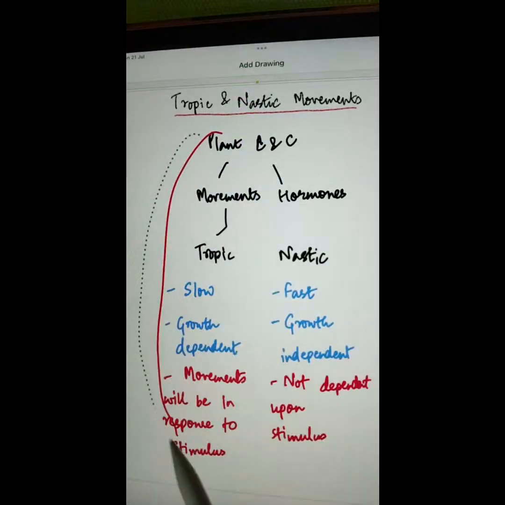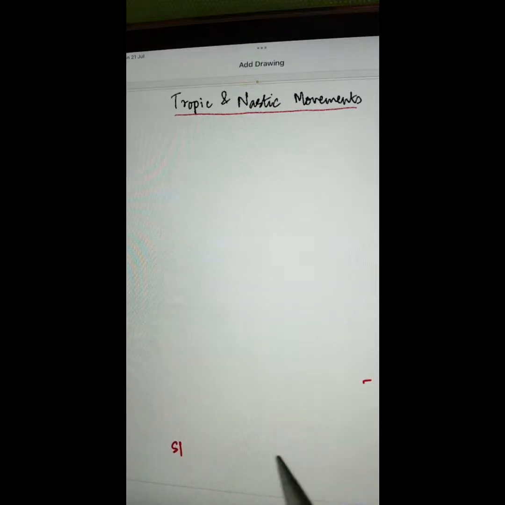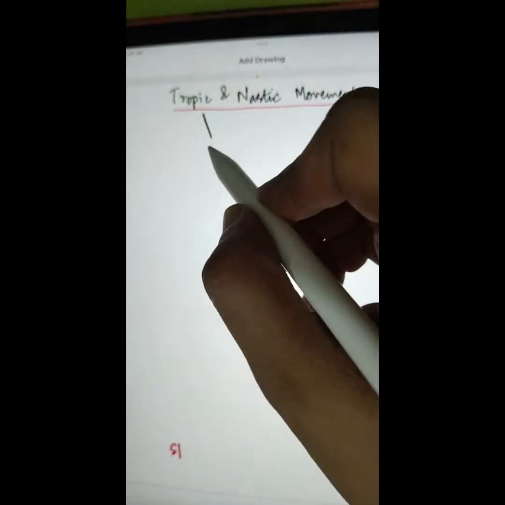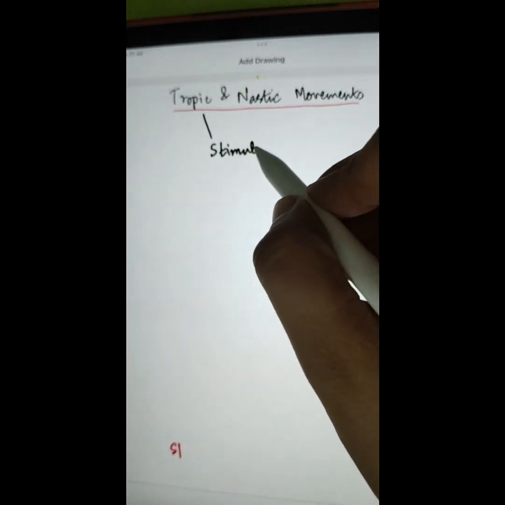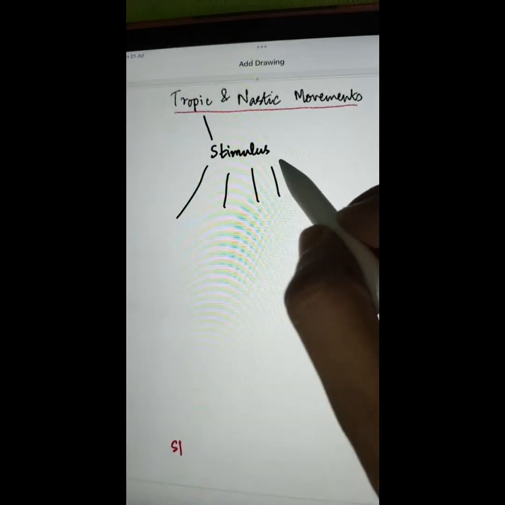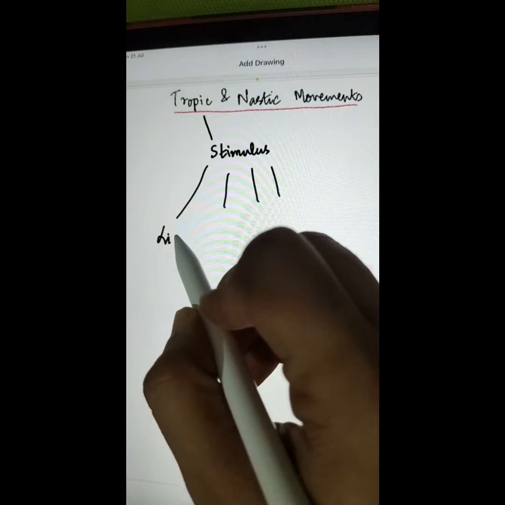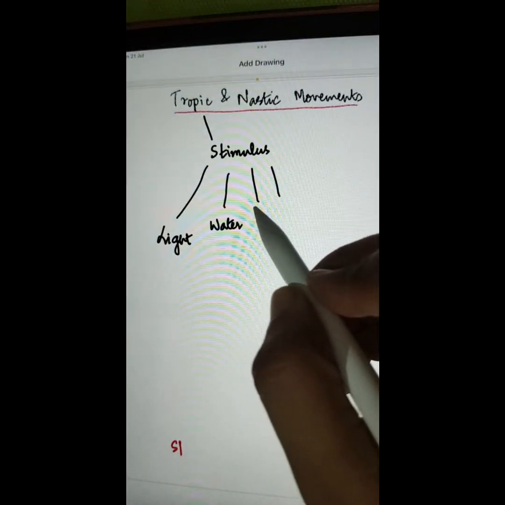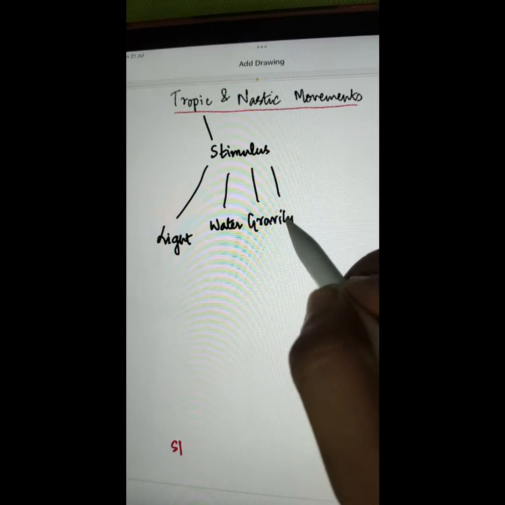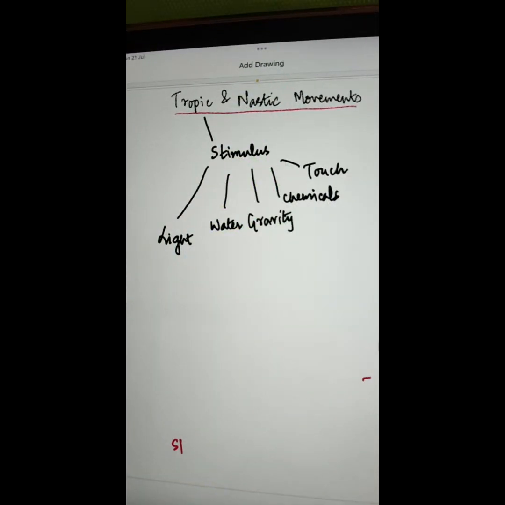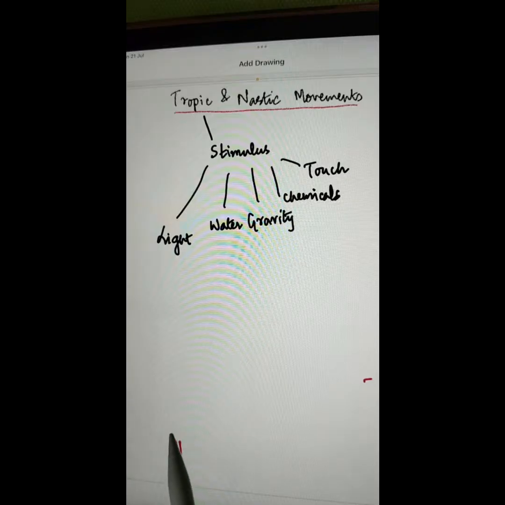So this is done. Now we will be doing the detailing of tropic movements. Let's begin with the different types of tropic movements that we have. As I said, tropic movements are dependent upon the stimulus. There could be various stimuli that help in doing this movement. Very important is light, then water, then we can also have gravity, chemicals, or touch. These are the stimuli which are given to the plant externally and because of which a plant can show the movement.